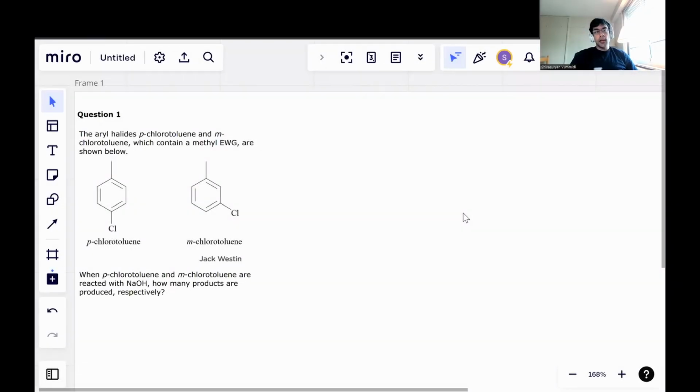Hello, everyone. Today we're going to be going over an organic chemistry question. I got this one from Jack Westin. I thought it was pretty good. We can also go over the mechanism of this reaction as we proceed.